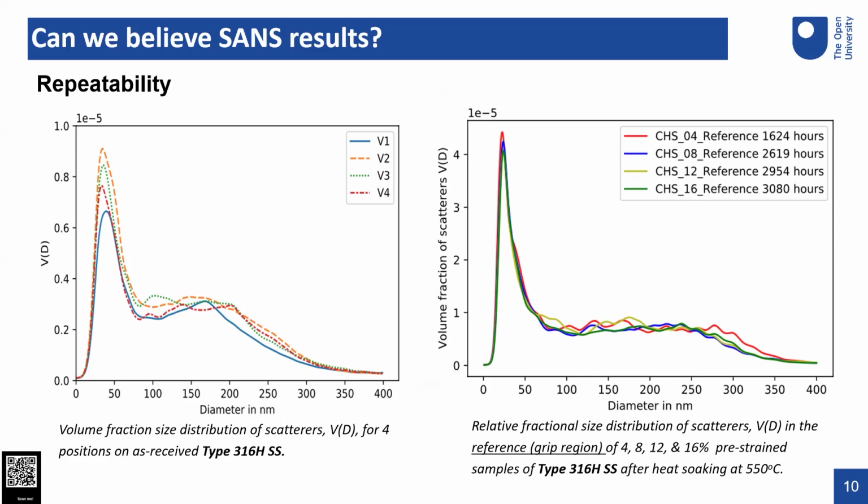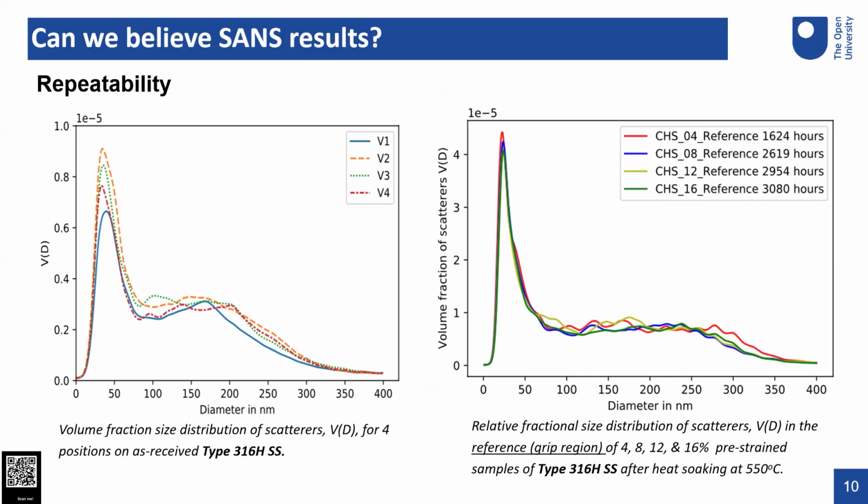The other thing, on the right-hand side, you can see the plot for a creep sample. This is a different sample, which has been creep tested, but we are looking at the grip and the threaded ends. Those positions are the positions we are looking at as a reference, which I mentioned earlier.